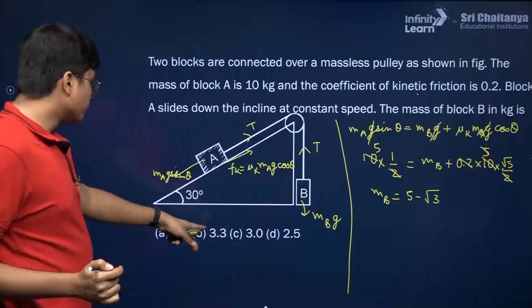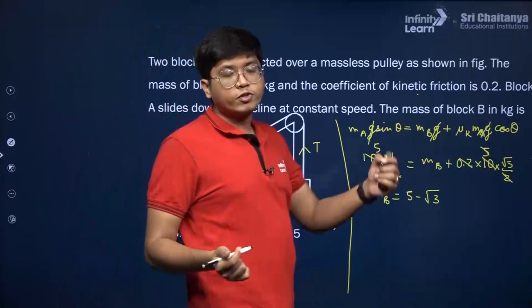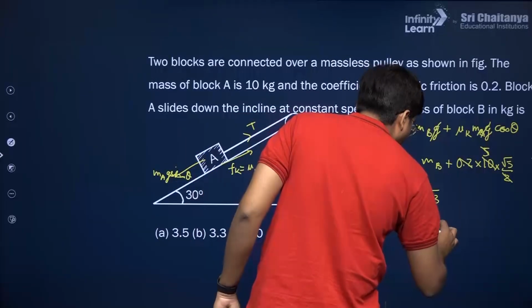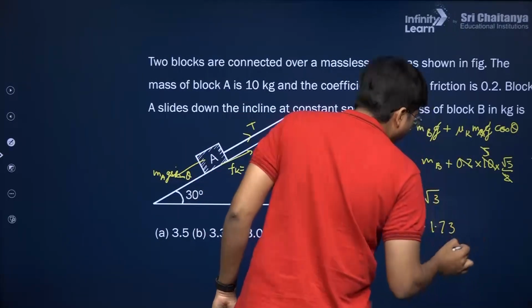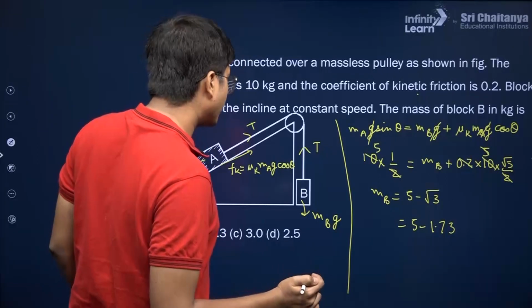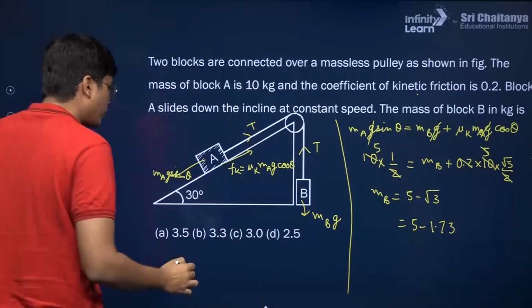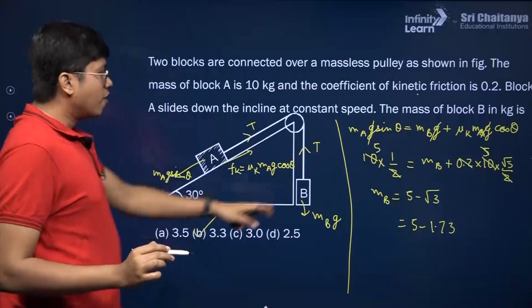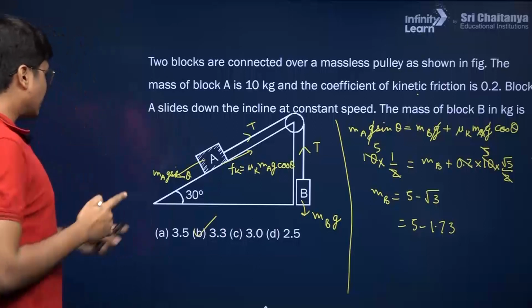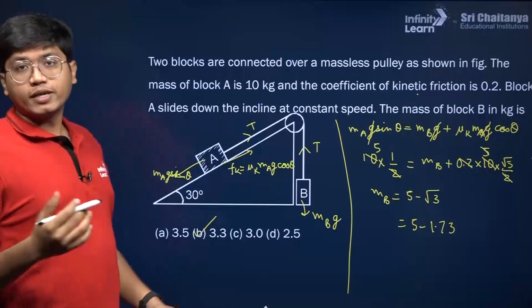Do we have an option? Okay, we have it in decimals. So root 3 is 1.73. So it's essentially 5 minus 1.73. So that you can tell is going to be roughly around 3.3, because 5 minus 1.7 takes it to 3.3. So that's it. That's our correct option. Moving on to the next one now.